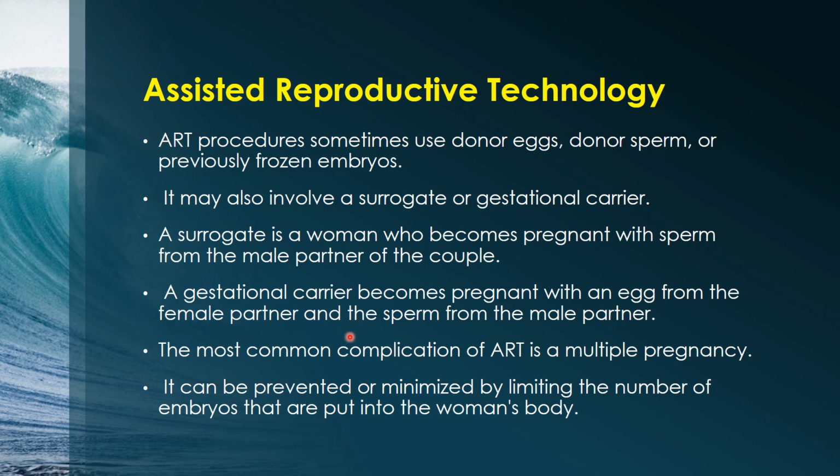So the most common complication of this ART is the multiple pregnancy, because not a single cleaved blastomere is used and planted in the uterine cavity. So for the success rate, more than one is placed in the uterine cavity. So this can be prevented or minimized by limiting the number of the embryos that are put into the woman's body.